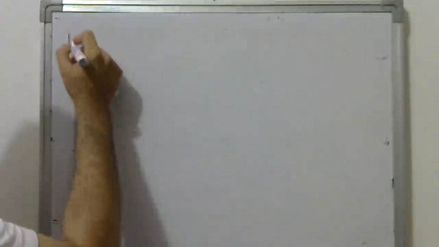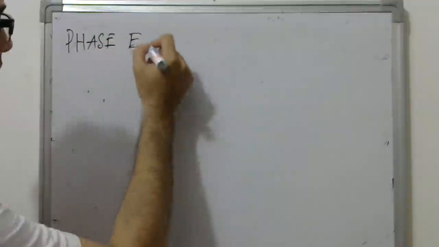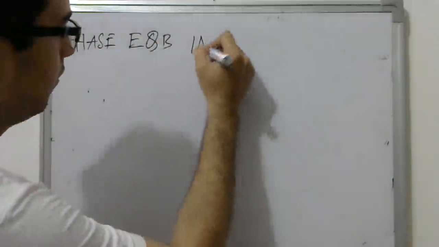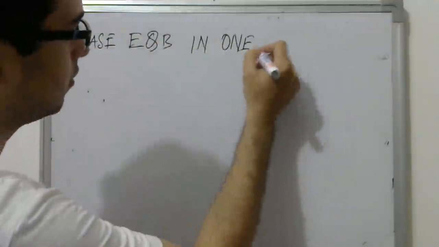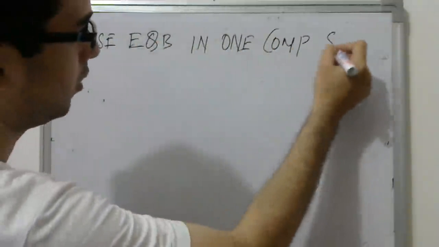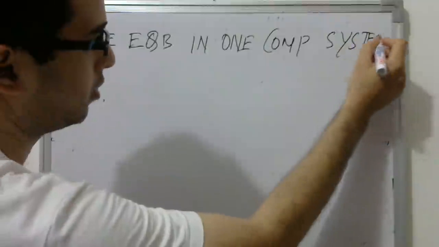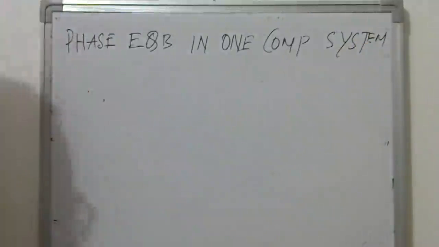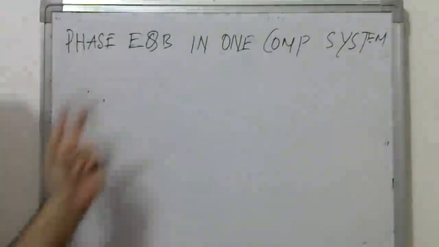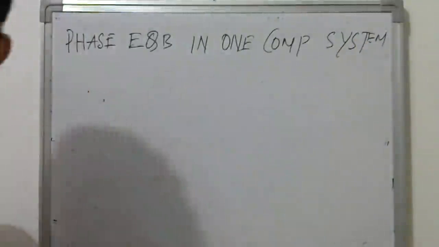Now we will talk about how to determine equilibrium, what it is all about. Our topic is phase equilibrium in one component system. We are talking about only one component, that is the same material. There are no multiple components. There is water and ice, ice and vapor. This is a one component system.